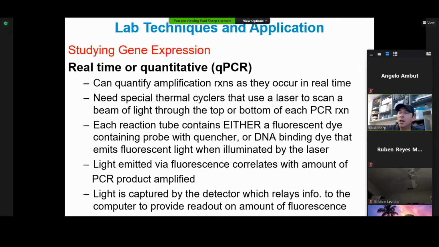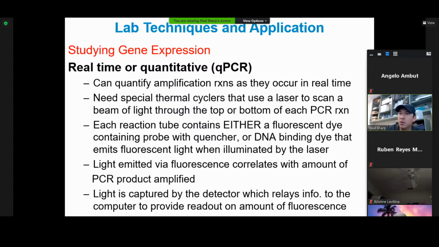So this is a more updated approach to northern blot. The materials you need for northern blot are not very expensive at all. I mean, we talked about it. For real-time PCR, it is more expensive.